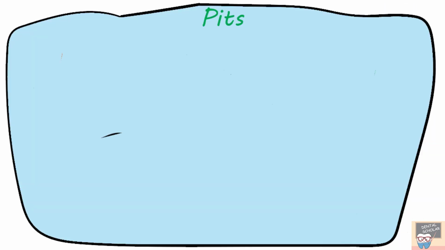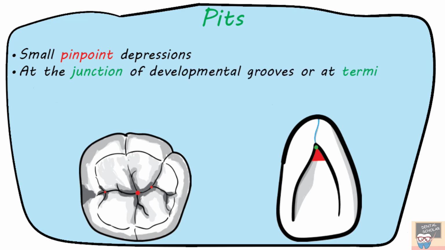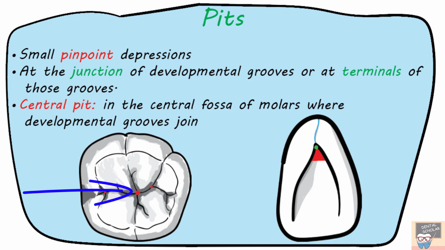Let's now go to the pits. These are small pinpoint depressions which are present at the junction of developmental grooves or at the terminals of these grooves. A central pit is an example, and it is seen in the central fossa of molars where developmental grooves join. So as you can see in the diagram, the central pit is seen at the base of central fossa. A lingual pit may be seen sometimes on the maxillary lateral incisor at the end of palatogingival groove at the base of lingual fossa. So I think you can clearly identify it in this diagram.